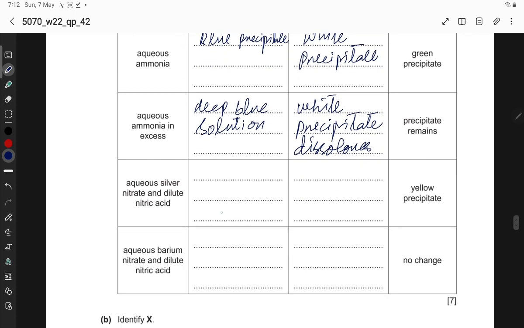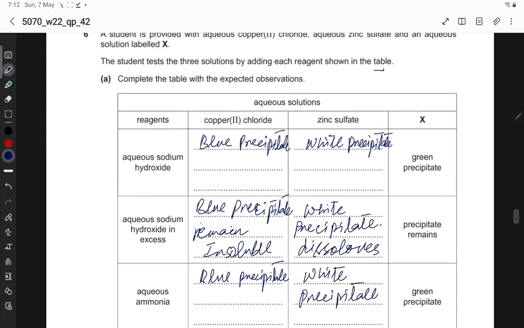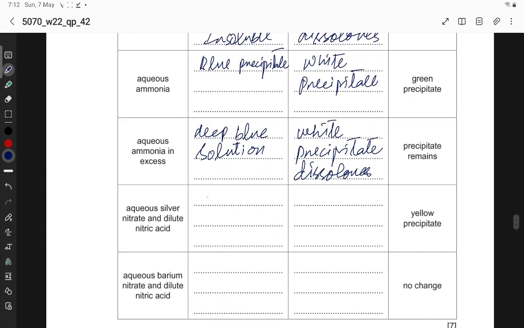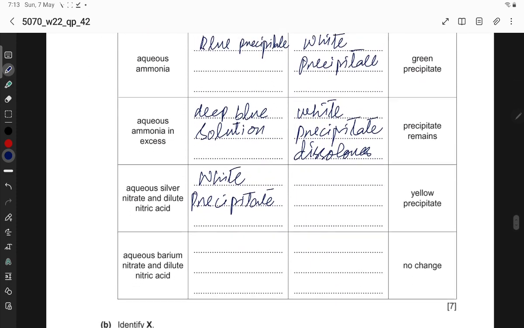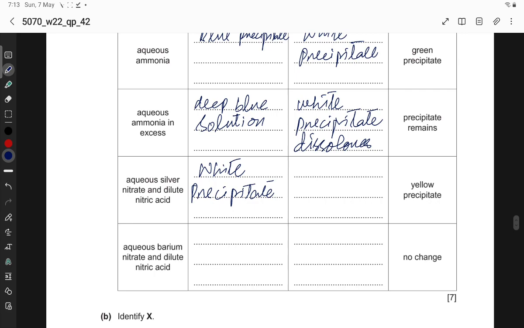Aqueous silver nitrate and dilute nitric acid. So this is the test of chloride ion, white precipitate of silver chloride. And this is sulfate, no change.